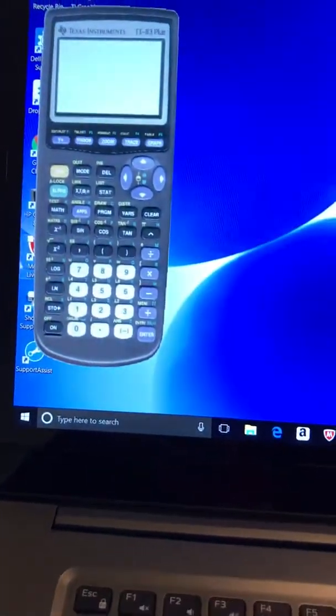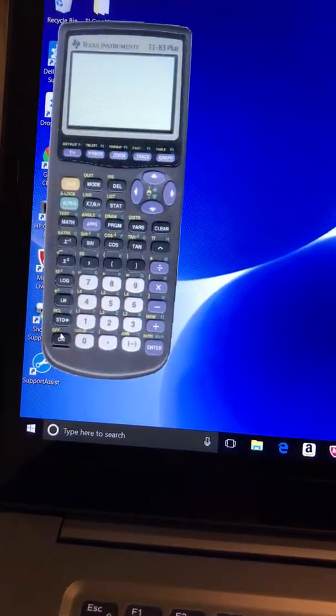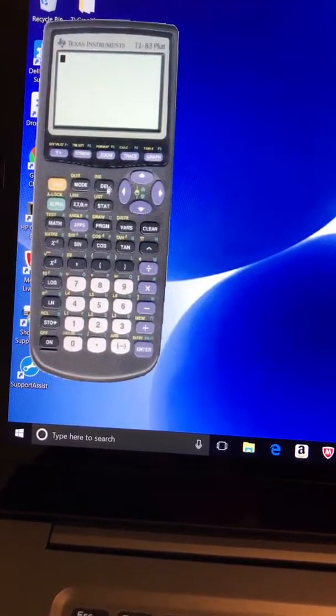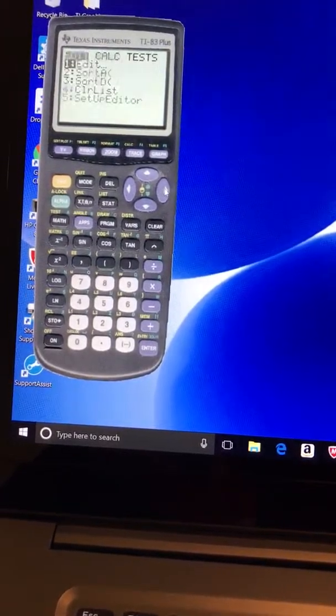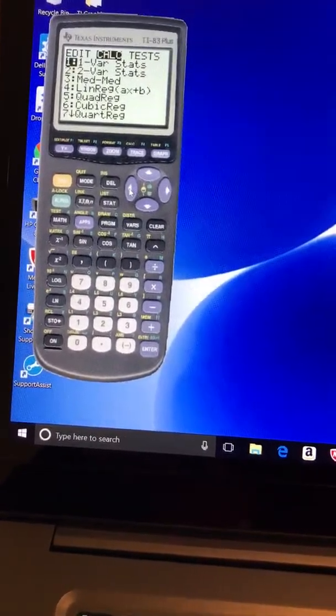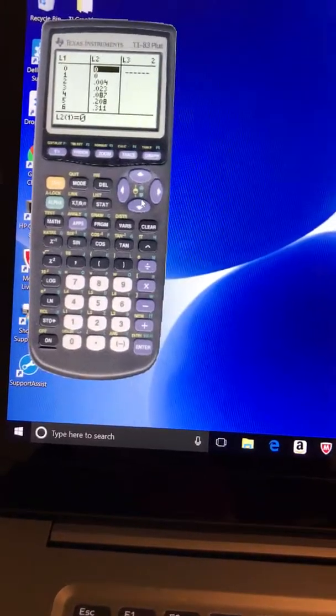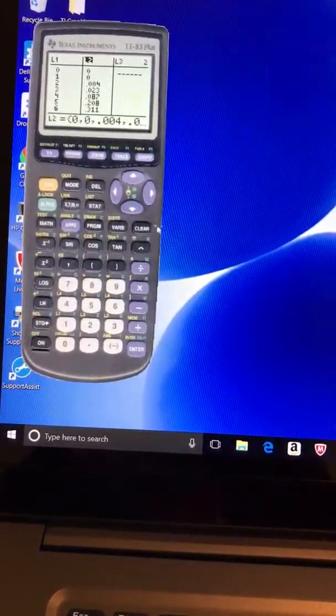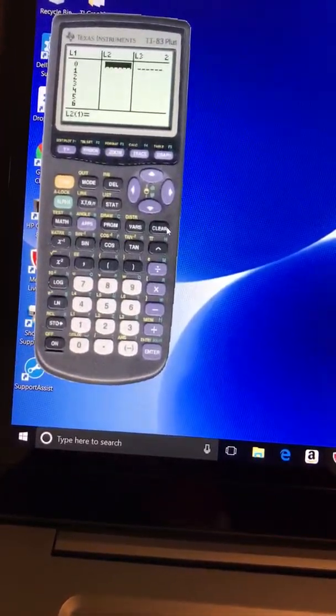So to do this on the calculator, we'll start there. So let me go over here to my calculator. So we go to Stat and Edit. Let me clear out these lists.